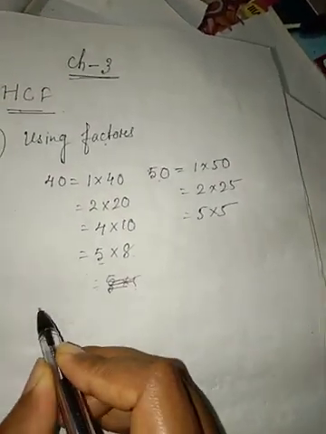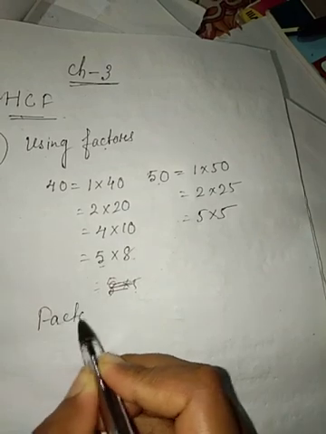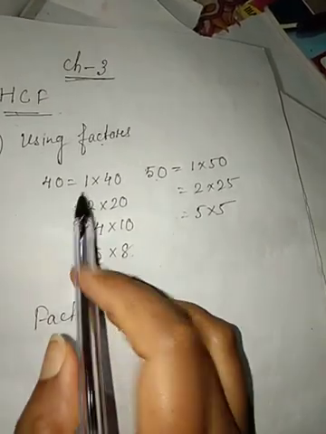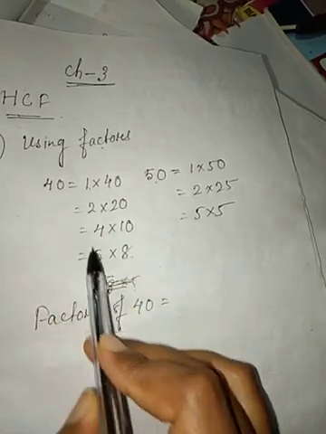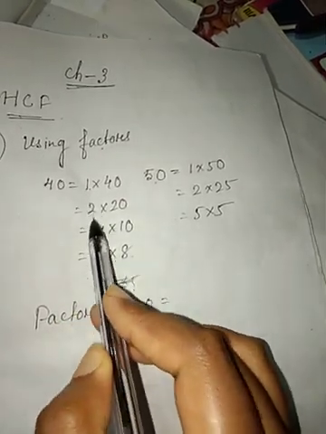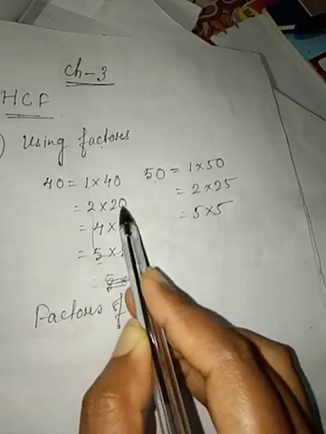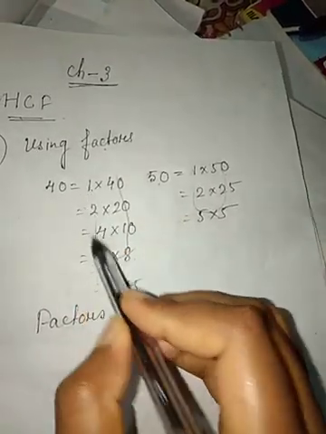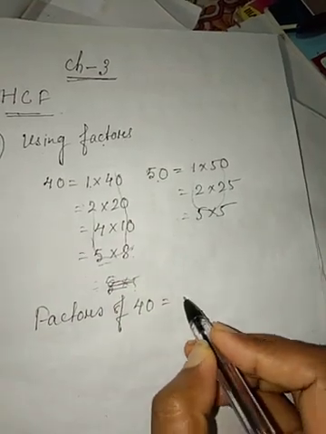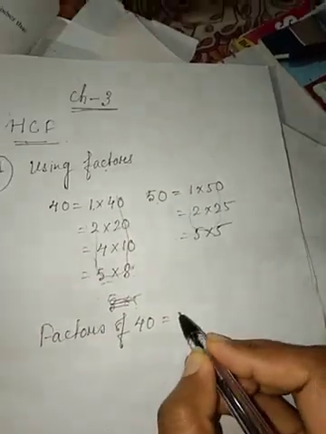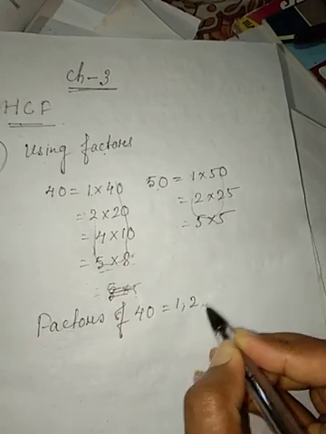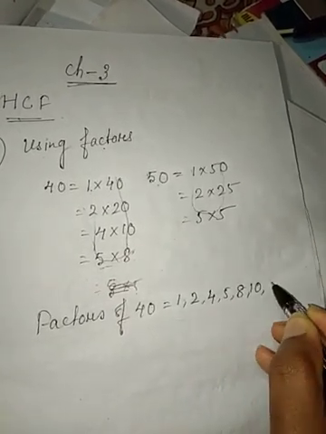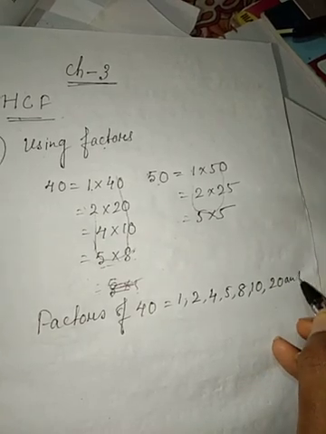Now write the factors of 40. You write these factors in increasing order, in a U-shaped form. So first I write 1, next 2, next 4, 5, 8, 10, 20 and 40.